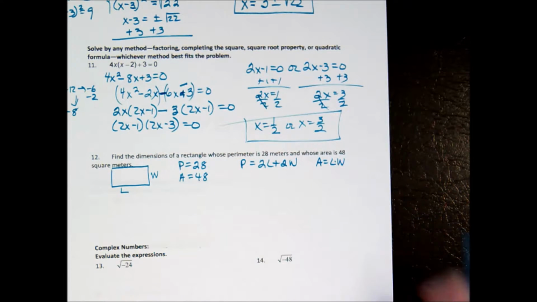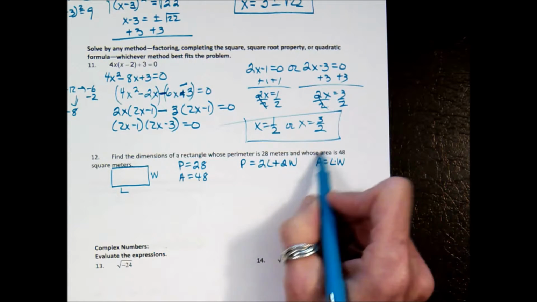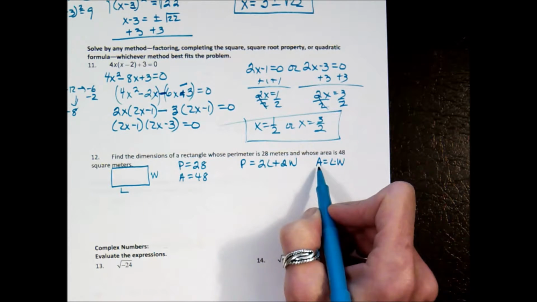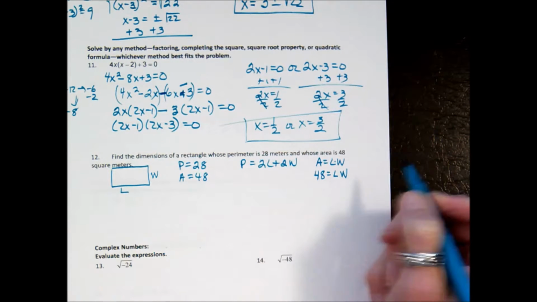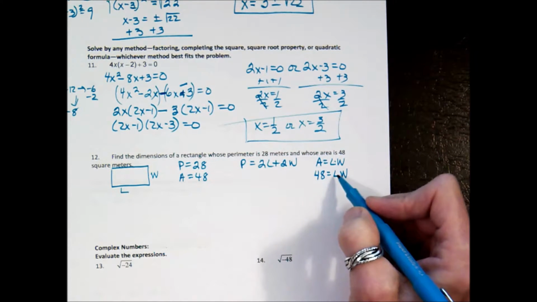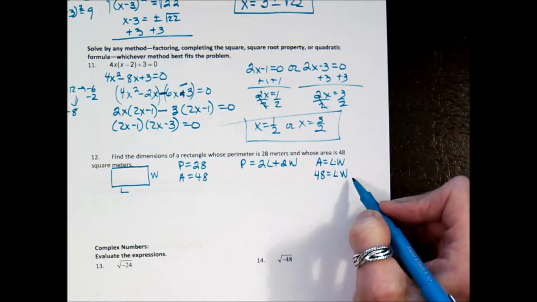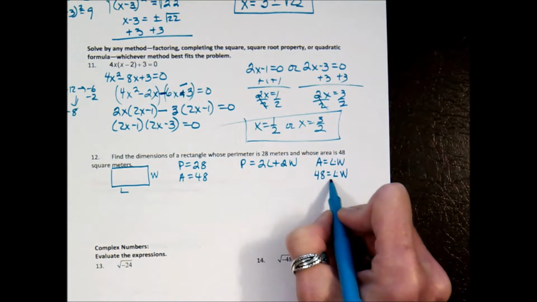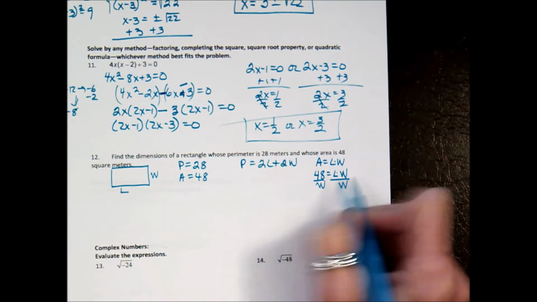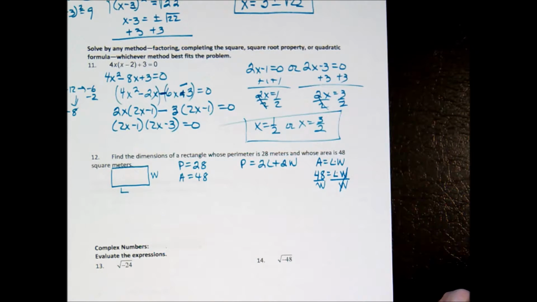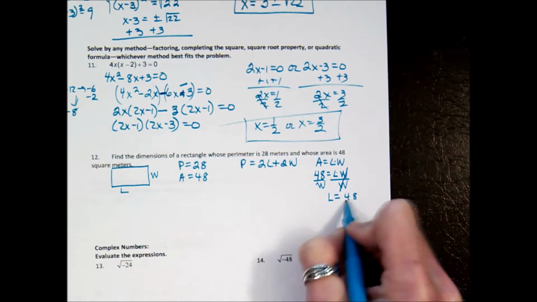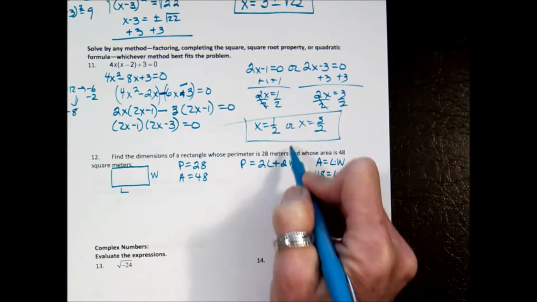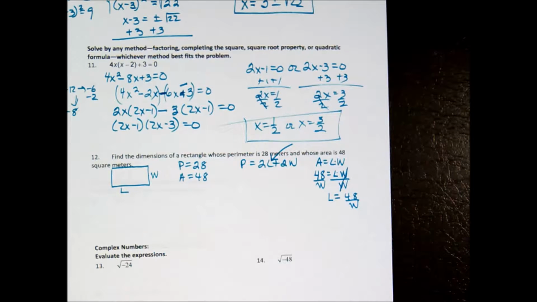So what I'm going to do is fill in the numbers that I know. The area is 48 equals LW. And I'm going to choose to solve this one for L. I could solve it for W, it doesn't matter. But I'm going to solve it for L by dividing both sides by W, and now I have L equals 48 over W, and I'm going to put that right there in the other formula.